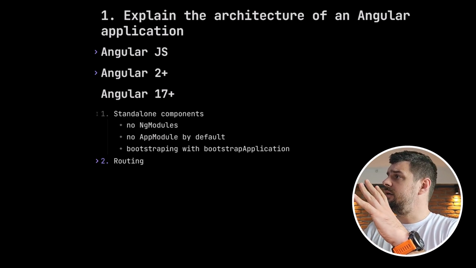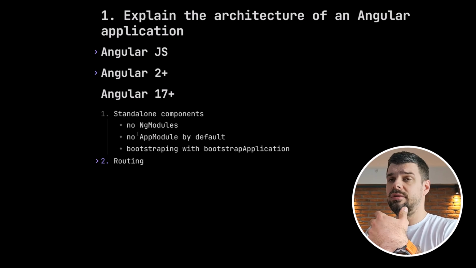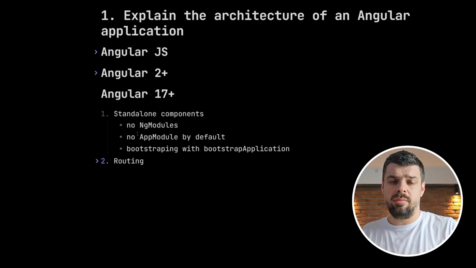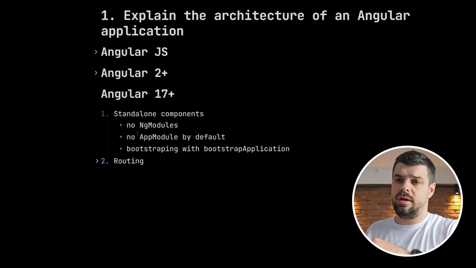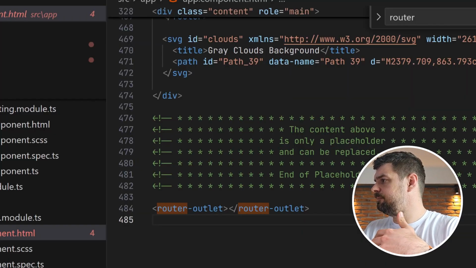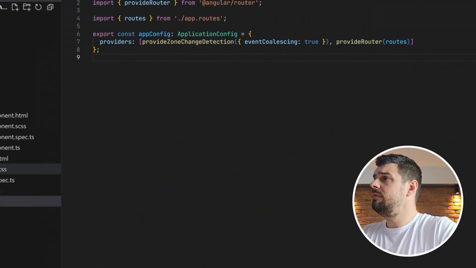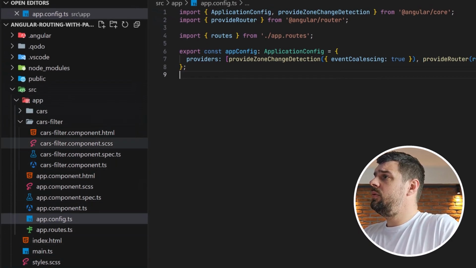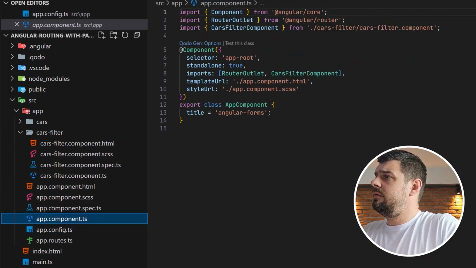So in standalone components we have no NgModules. There is no app module by default, and we don't have to use any of these modules that we already saw in version 2 plus. So the application doesn't have any modules. I'll open another project here that is in the latest version of Angular. We can see here that we have no modules, and what we have is app config, and we have app component here that is holding everything as a default component, and we have our configuration here.